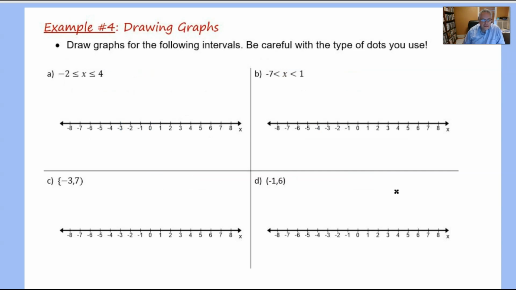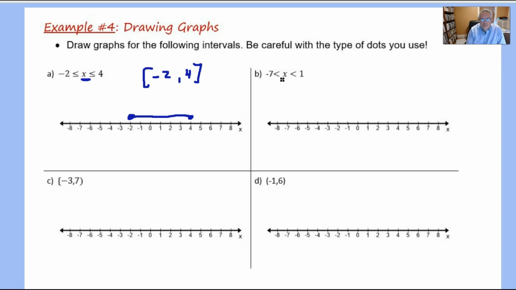All right, this is our last slide with some examples. It says draw graphs for the following intervals. Okay, let's read this. Starting with x, it's greater than or equal to -2 and less than or equal to 4. It's in between these two numbers and includes those numbers. So I'm going to put a solid dot at -2, and a solid dot at 4, and I'm going to connect them. And that would be my graph. By the way, in interval notation, this would just say -2, 4 with square brackets.